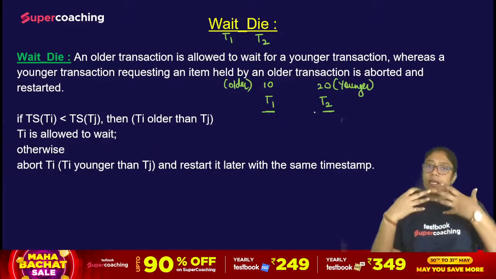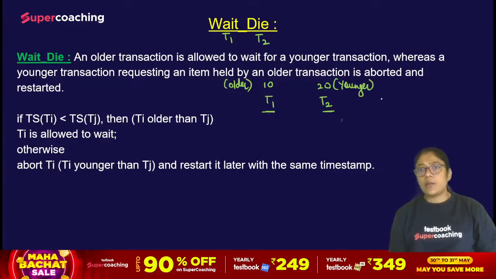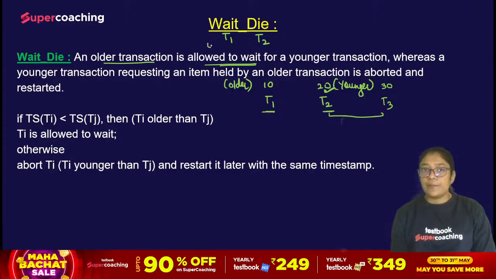Because the timestamp value remains the same, after this there might be a transaction which comes up, and if you compare these two transactions, it will become the older transaction. So that's how it can overcome the problem of starvation. So an older transaction is allowed to wait for a younger transaction, whereas if the younger transaction has to wait because it wants the resources, then it will abort its execution and restart later with the same timestamp value.